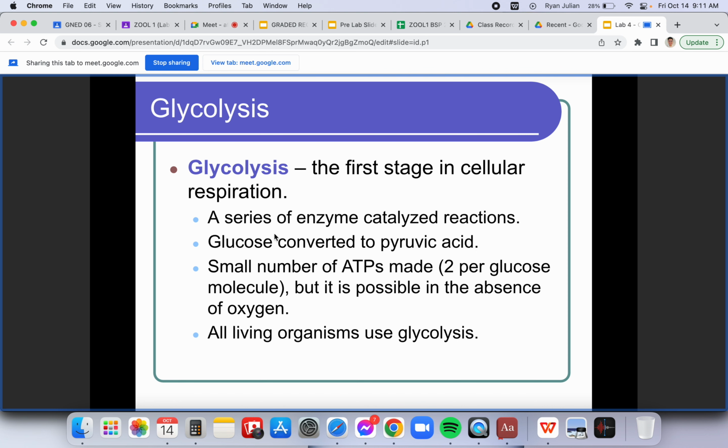Okay, to further give you additional information about glycolysis, this is the first stage in cellular respiration. It is a series of enzyme-catalyzed reactions. When we say catalyze, it is responsible for giving result to our particular process. Glucose is converted to pyruvic acid to be used in ATP. A small number of ATPs are made, 2 per glucose molecule, but it is possible in the absence of oxygen. I would like to reiterate that all organisms utilize glycolysis as their process in their body via homeostasis.